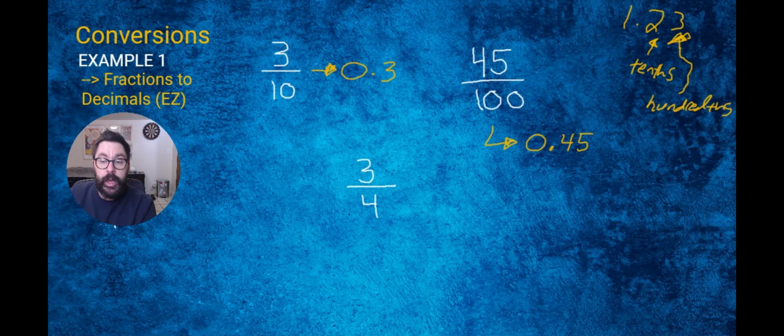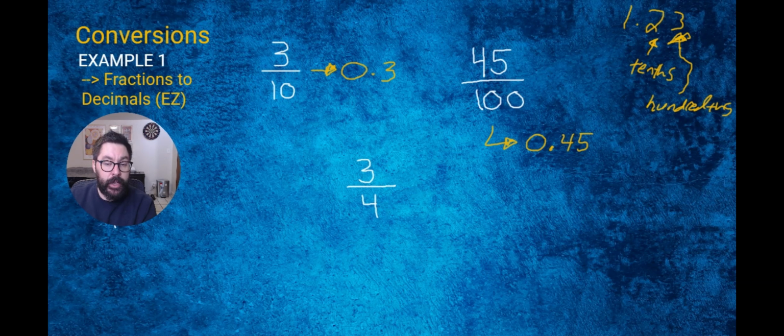Okay, so far these are just based off of the place values. When you have something like 3/4, we don't have fourths as a place value. We have tenths, we have hundredths, but we don't have fourths. So what you can do is, remember, with any fraction, you can multiply it by the same number over the same number, like 5 over 5, 10 over 10, whatever you want.